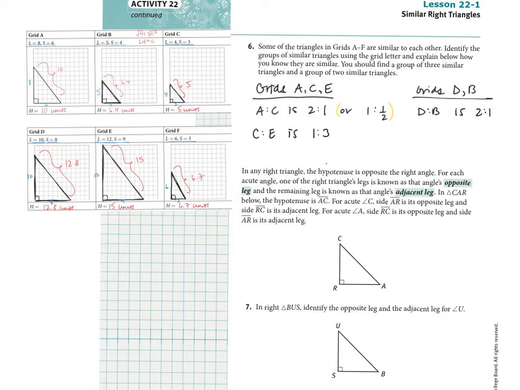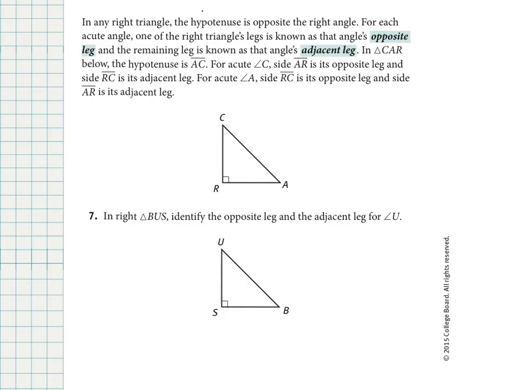Alrighty, let's keep going, and let's look down below at number 7. All right, so let's go ahead and read this part. It says, in any right triangle, the hypotenuse is opposite the right angle. For each acute angle, one of the right triangle's legs is known as that angle's opposite leg. So that's a new vocab word that we're going to be highlighting. And the remaining leg is known as the angle's adjacent leg.